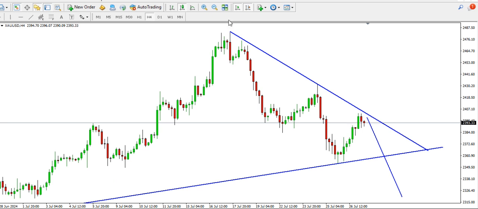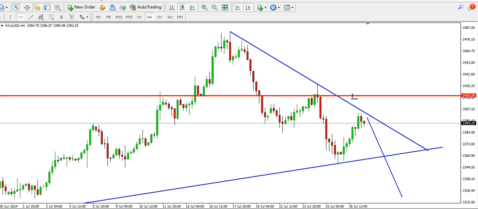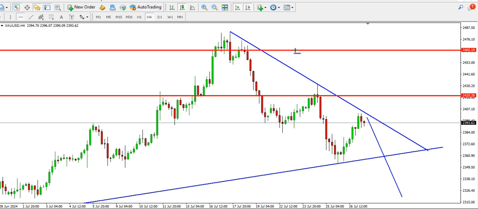Apart from that, on the upside, we have this particular order block around here. Price might get to this point and drop. We also have another order block around here. Price might get to this point and possibly drop.